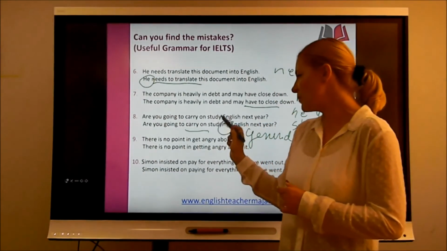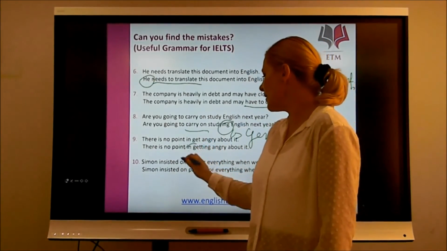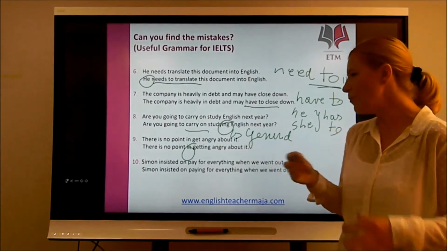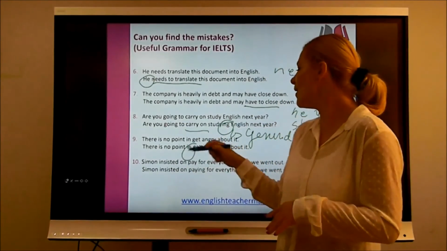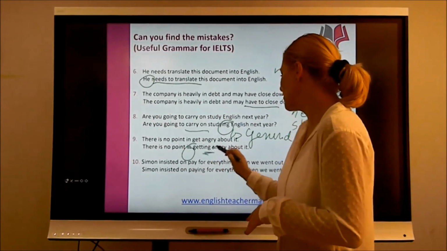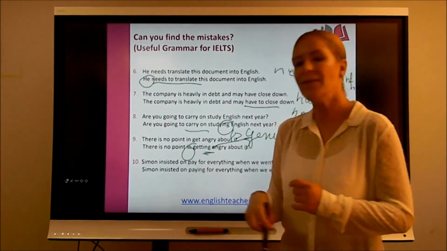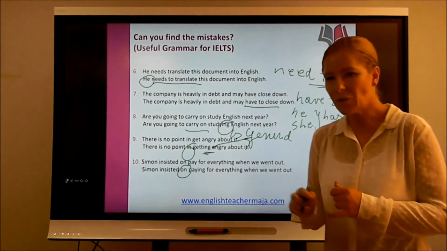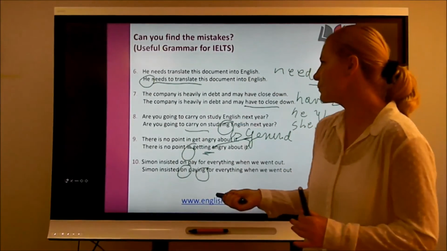So after prepositions, on is a preposition. In number 9, in is a preposition as well. And get is a verb, and we need to connect the phrase, there is no point in, so there is no point in getting. Okay, so ing. Another gerund. Simon insisted on. On is a preposition, so we need to use ing as well.